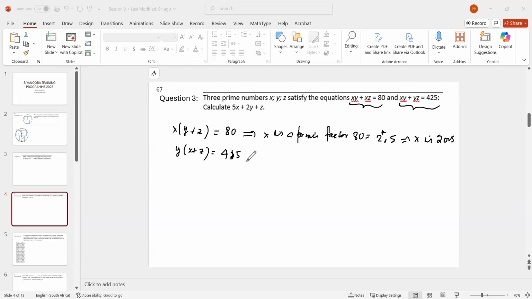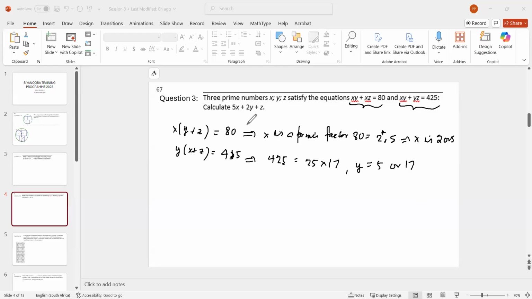And likewise, y is a prime factor of 425. 425 is 25 times 17. How do I know that? Because 25 times 4 is 100. So for 400, it'll be 25 times 16. And this is one more 25 to that. So this is 25 times 17. And that tells you that y is either 5 or 17.